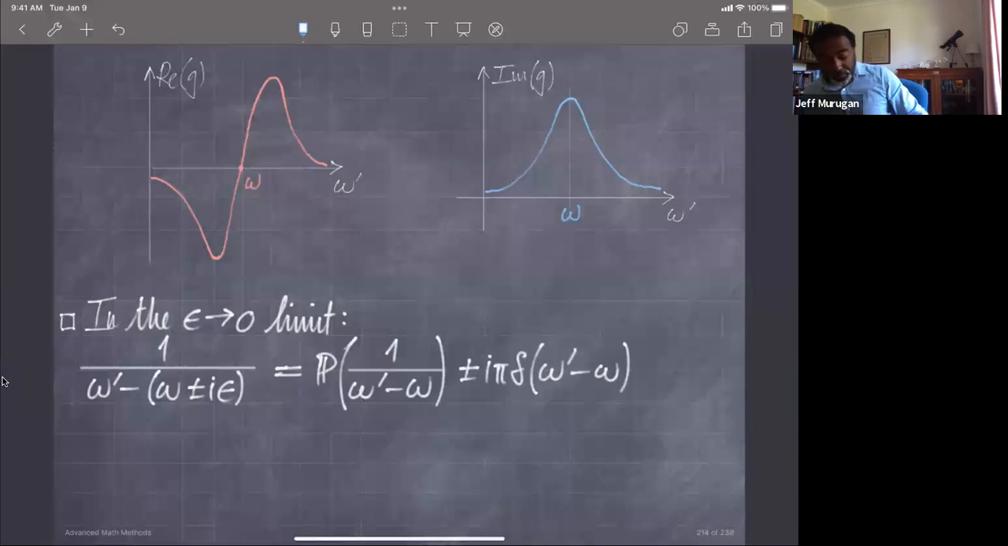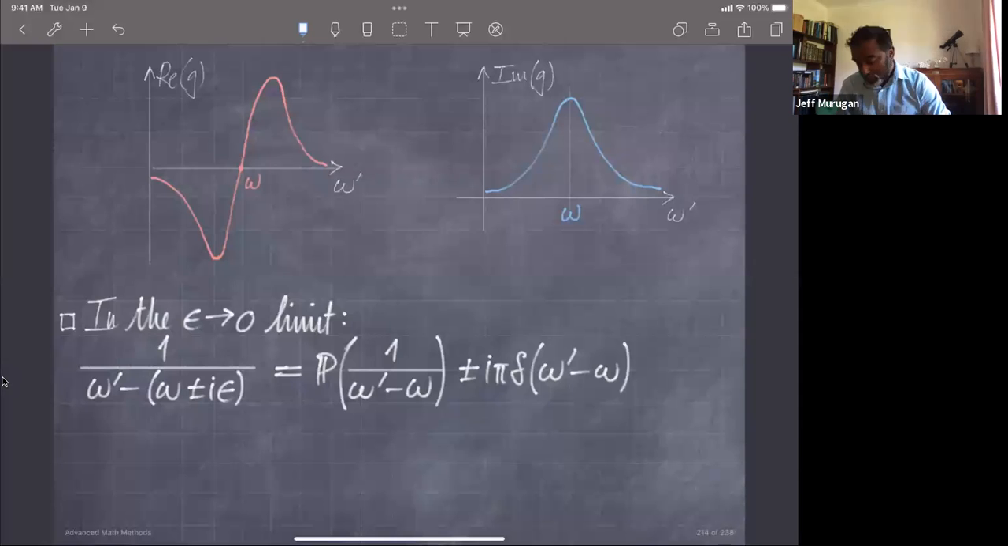So basically, the real part, this part that does this oscillation thing, becomes the principal part of 1 over omega prime minus omega. And the imaginary part, the blue curve, you can see as I make epsilon get smaller and smaller and smaller, it squeezes and squeezes and squeezes and preserves its area. So it shoots up to infinity, and that becomes, up to a factor of pi, just the Dirac delta function.